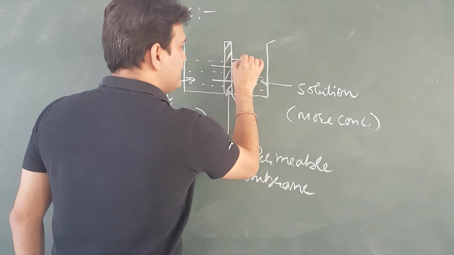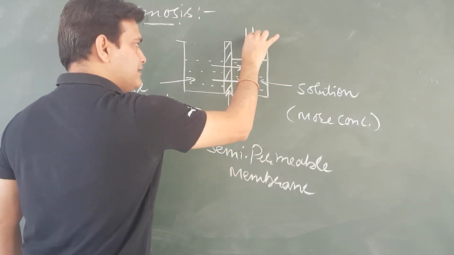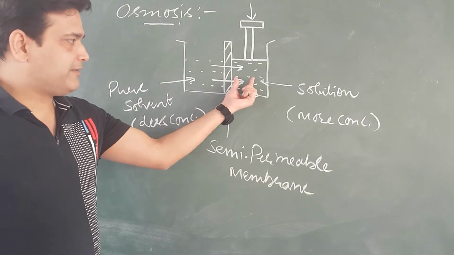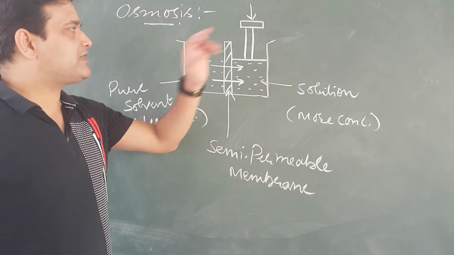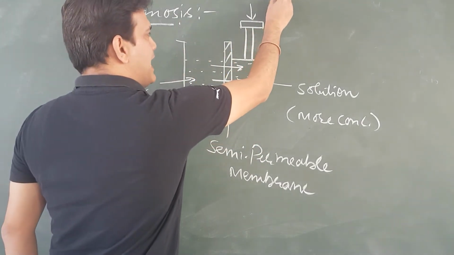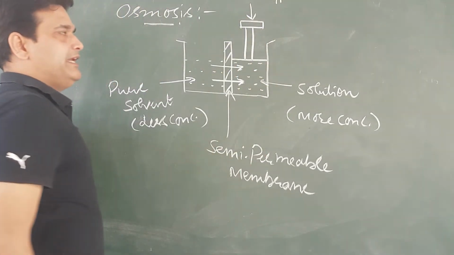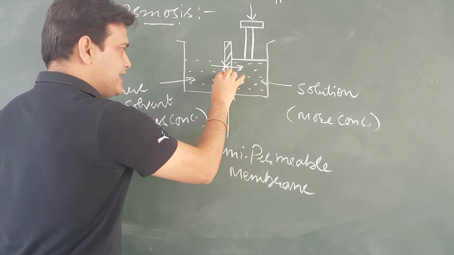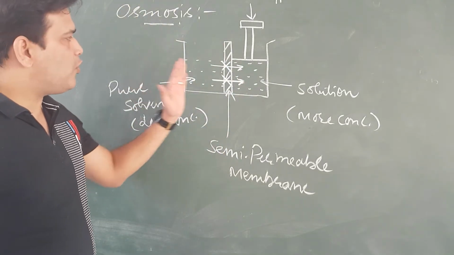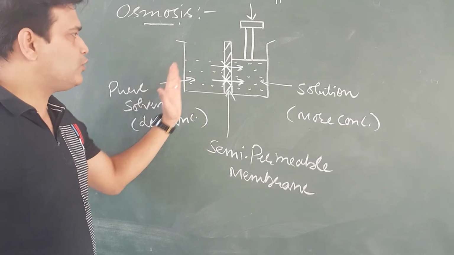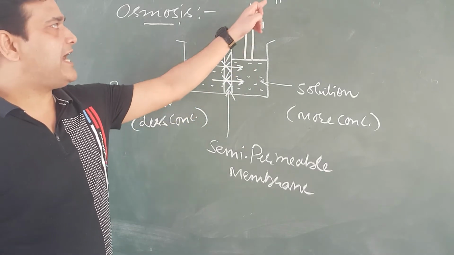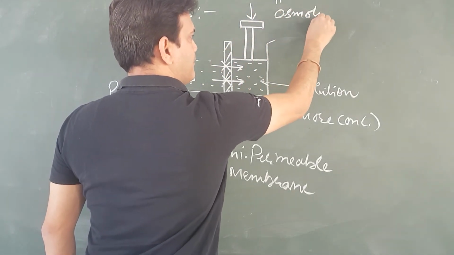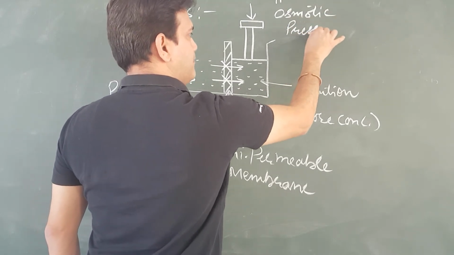And now, if we apply some pressure on the high concentration side or the solution side, then if at a particular pressure pi, this phenomenon of osmosis gets stopped, that is, there is no movement from low concentration to high concentration side, then that pressure is called osmotic pressure.